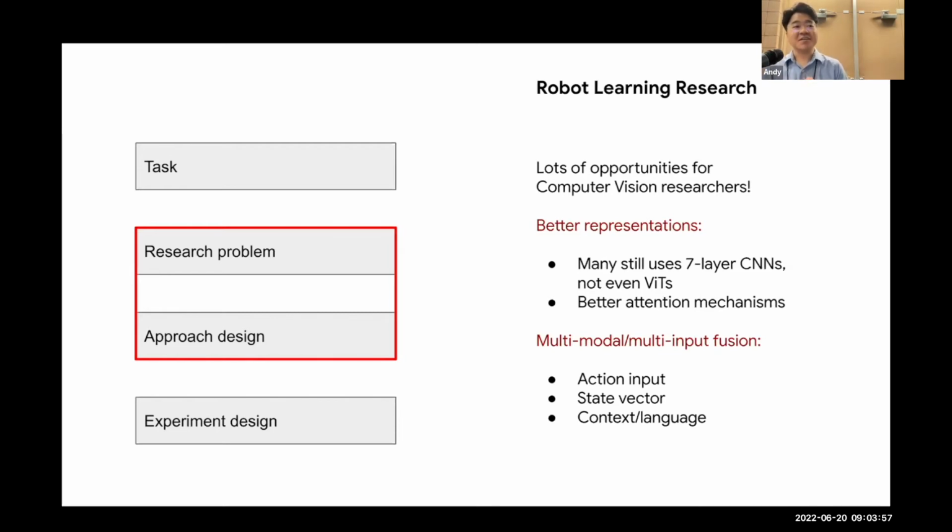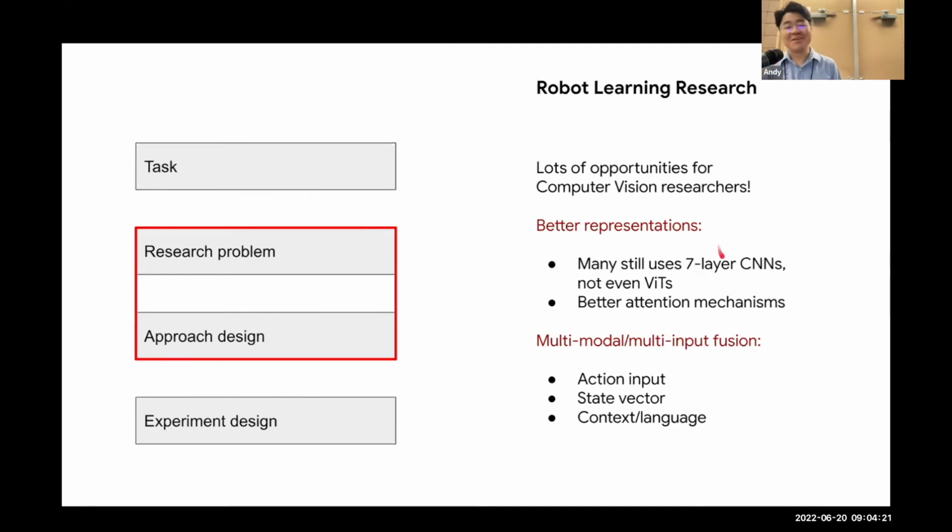Very surprisingly, many actual robot learning research papers, even one year ago, were still using basic 7-layer CNNs, not even ViTs. I mean, if I publish a paper in computer vision saying that I used ViT, I'll get a huge amount of criticism saying that, oh, ViT is outdated.